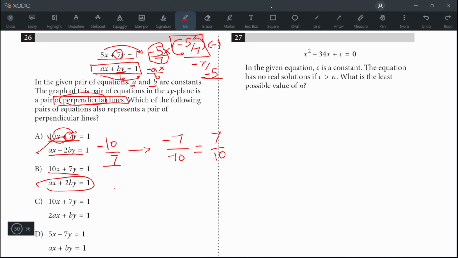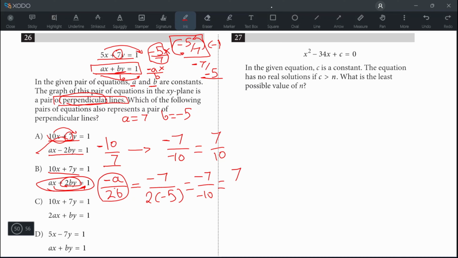Now, what about the slope of the second equation? The slope of the second equation is equal to negative a over 2b. I moved a to the other side, so we have a negative a, and then I divide by 2b. So the slope is negative a over 2b. We know that the value of a is equal to 7, and the value of b is equal to -5. So we will plug in these values into the expression we have. So we will have -7 over 2 multiplied by -5. So that's equal to -7 over -10, which is 7 over 10.